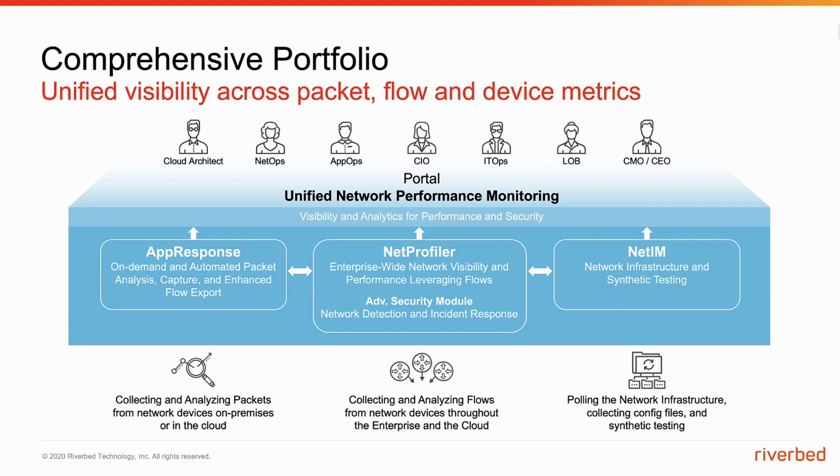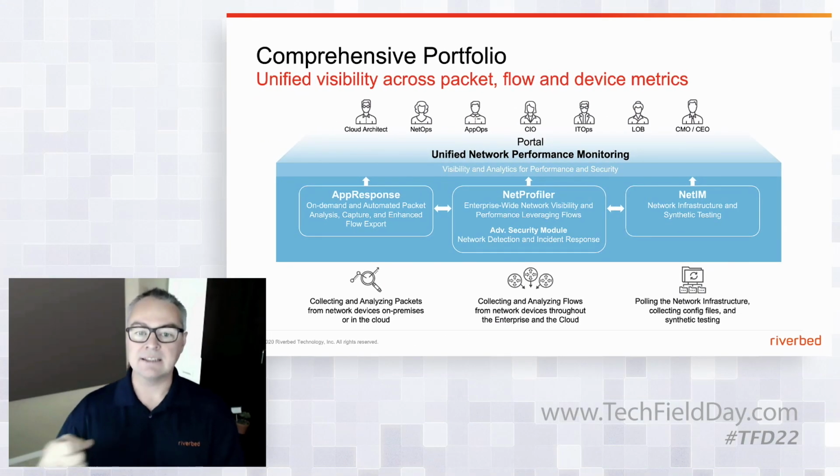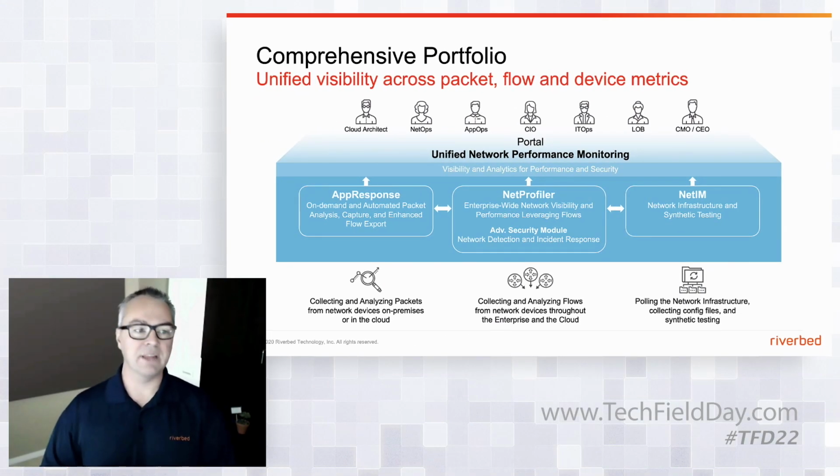And you can sort of look at these as the sensors, the things that capture the packets, and then they can do stuff with them. AppResponse is for on-demand and automated packet analysis. So you want to remember that packet analysis for AppResponse. And then NetProfiler, this is going to give you flow data, flow information. And then NetIM, that would be network infrastructure monitoring and then synthetic testing. And I'll show you another visual of that.